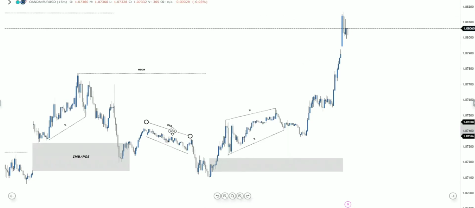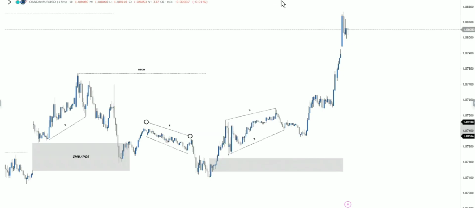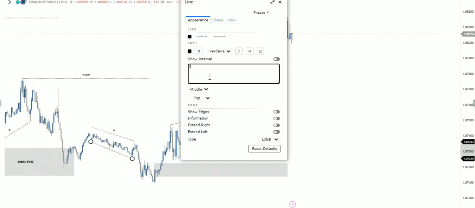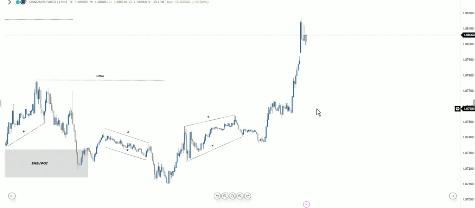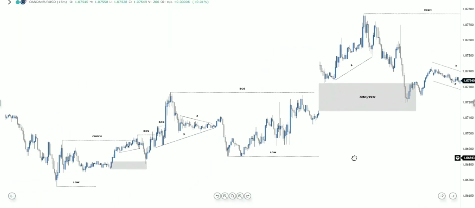Right, so once again, all points in the market where price fails to move with momentum is a point in the market where you would be able to find liquidity. Right, so I hope this video was easy for you to understand.